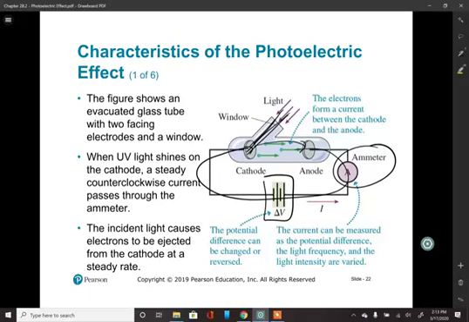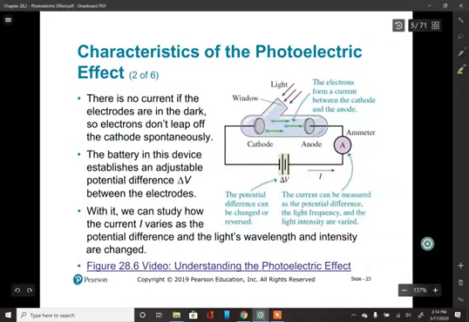And so experimentally, we're going to change three things. We're going to change what the battery is doing, the potential difference. We're going to change properties of the light, the frequency and the intensity. And we'll see what happens. Just for now, we're just going to say what happens if, not try to explain why. So if there's no light, you don't get a current. That's pretty straightforward.